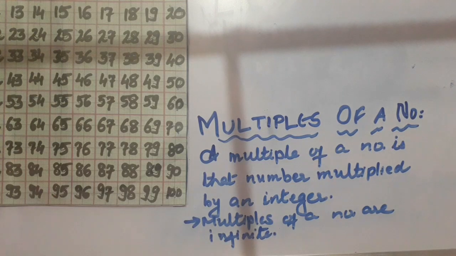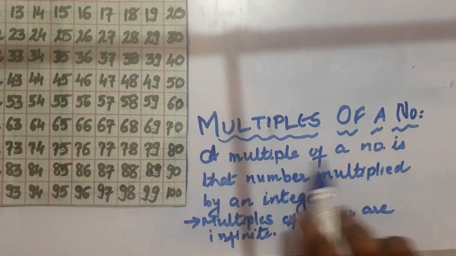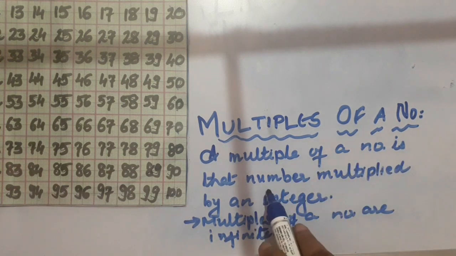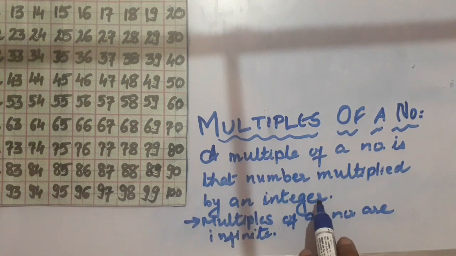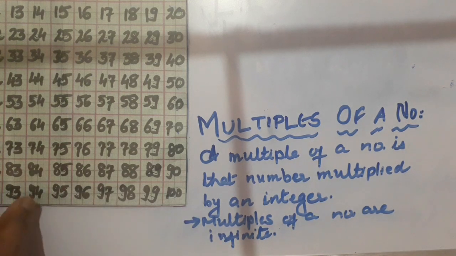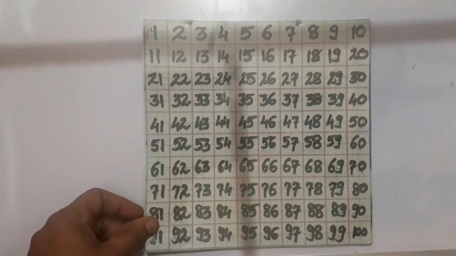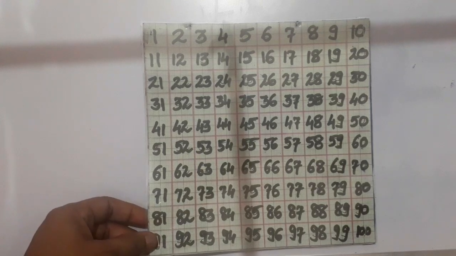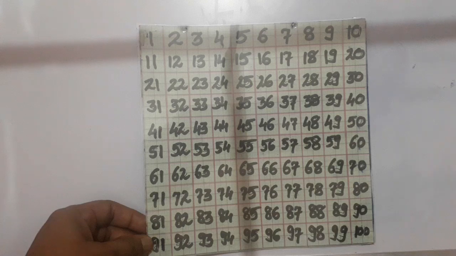Hello children, let's see the concept of multiple. What does it mean by multiple of a number? A multiple of a number is that number multiplied by any integer, and multiples of a number are infinite. Here you can see the numbers up to 100 are given, and we are going to find out multiples of 2, 3, 4, 5 and so on.